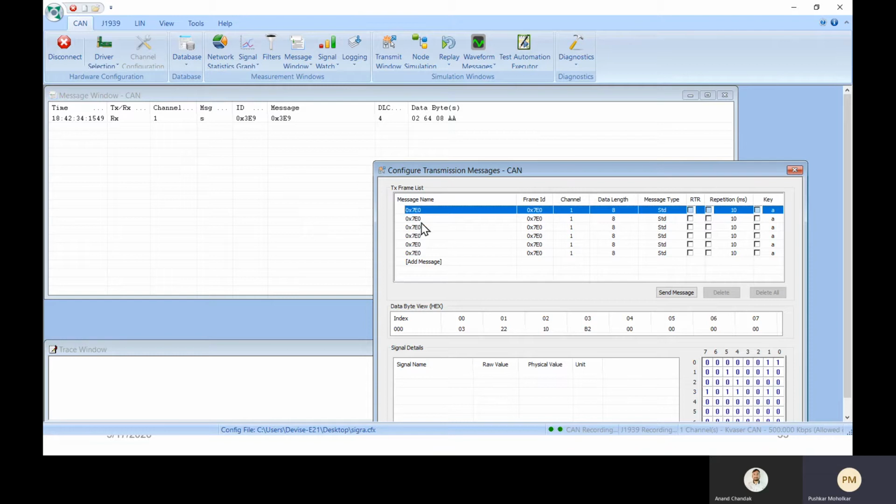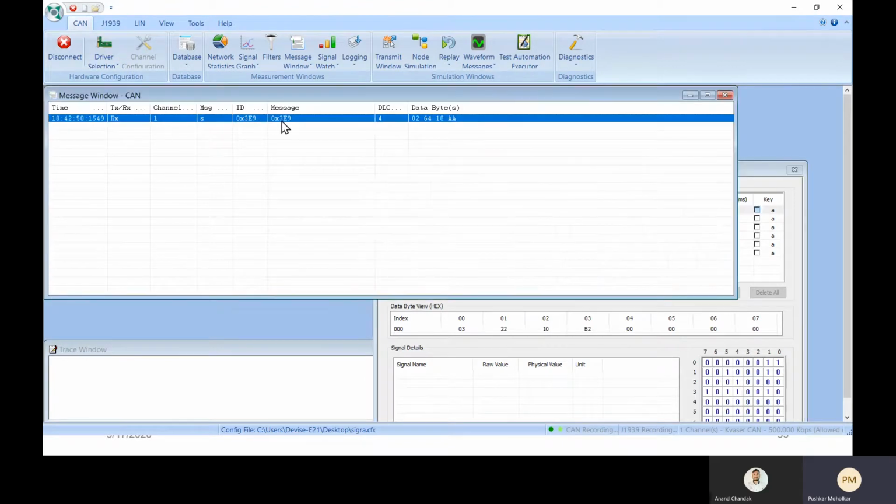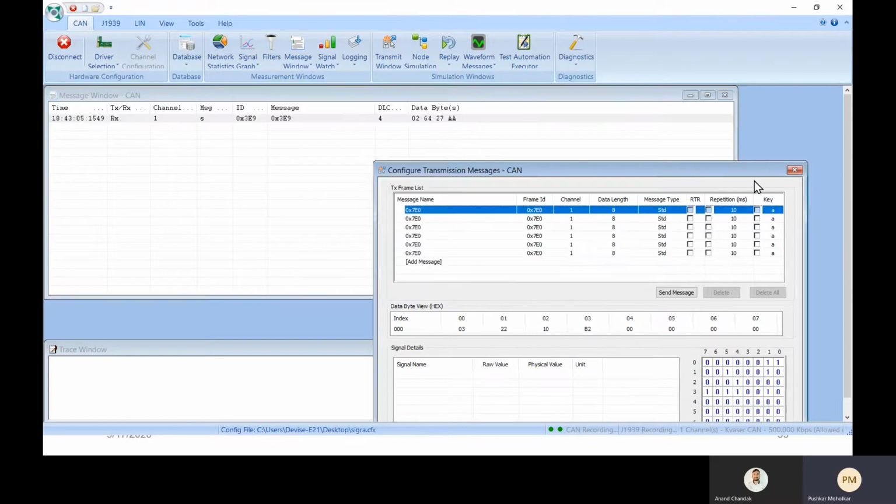0x7E0 is the client CAN ID, or the request CAN ID, and 0x7E8 would be the response CAN ID from the vehicle. And this is the Busmaster software, and this is some random message that is being broadcast by the ECU periodically. As you can see, it is repeated every 1 second, and information about decoding this message would be available with the manufacturer only.